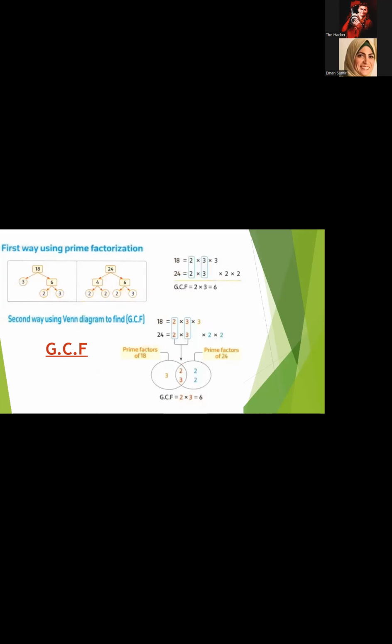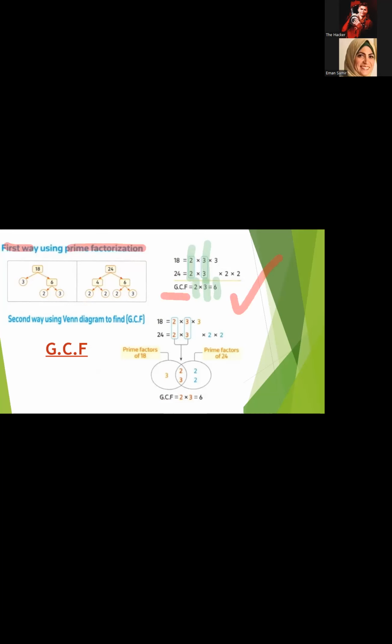Again, we will say that to solve the GCF in the first method, which is called prime factorization, I find the common factors between the two numbers, which is 2 times 3 equals 6. By this, I find the GCF. That's my first way, which is called prime factorization.